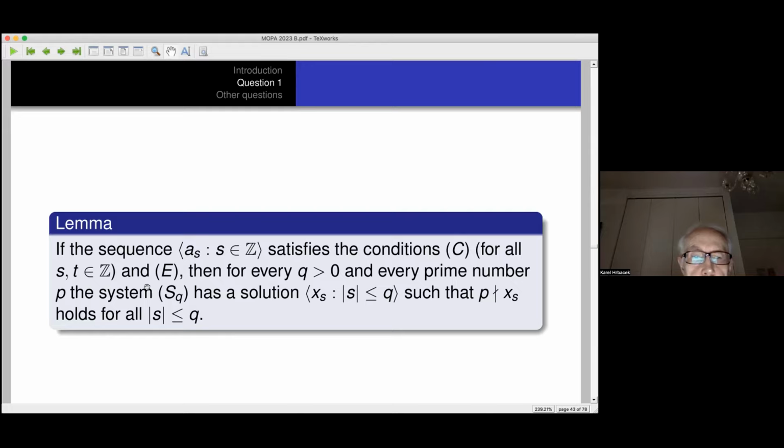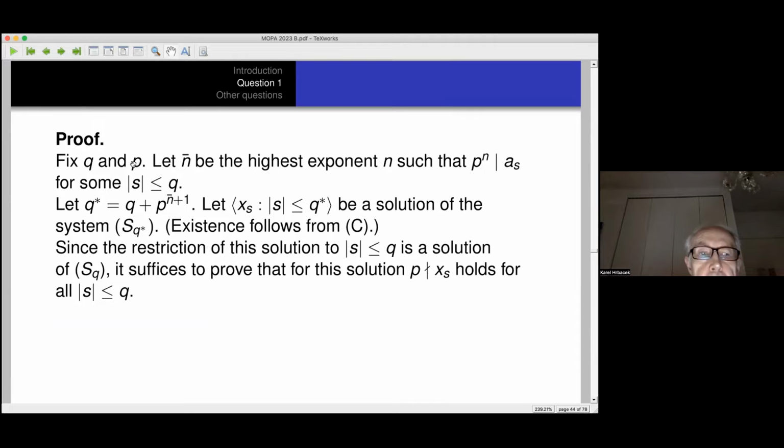Okay, now how do we prove this? Actually, what we need to do is take a slightly larger system and show that a solution for it, let me go to the proof. So here is the proof. Fix Q and P. I want to show that there is a solution to the system for all S in absolute value less than Q, such that no X sub S is divisible by P.